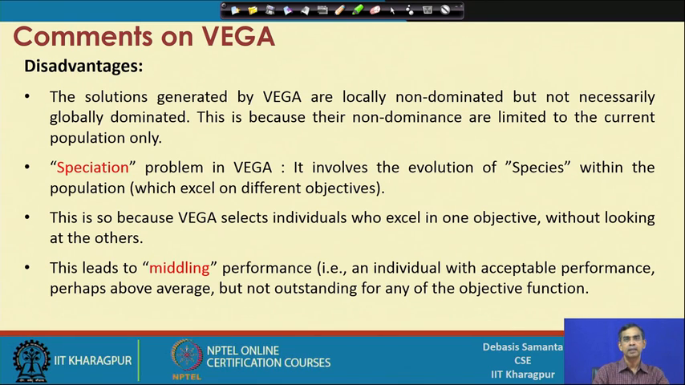Another problem that the VEGA approach suffers from is called middling performance. Middling performance means the results it returns are neither very bad nor very good. It is a middle performance. So if we are interested in not so accurate results as far as objective function optimization is concerned, we can use the VEGA approach. In fact, VEGA is very fast compared to any other multi-objective optimization solving approach. These are the pros and cons of the VEGA approach that we have learned.